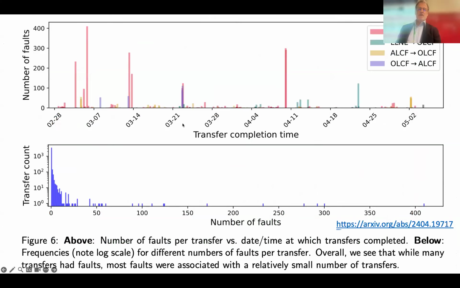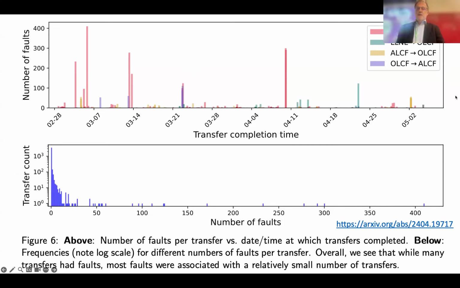This shows the frequency, the numbers of faults that were seen during that time on different links in this transfer, and the number of faults seen per transfer down here. So most transfers saw just a few faults. A few saw a lot. There were times during that 2.5-month period when many faults were seen, and then other times in which not many were seen. But of course, they occurred routinely.